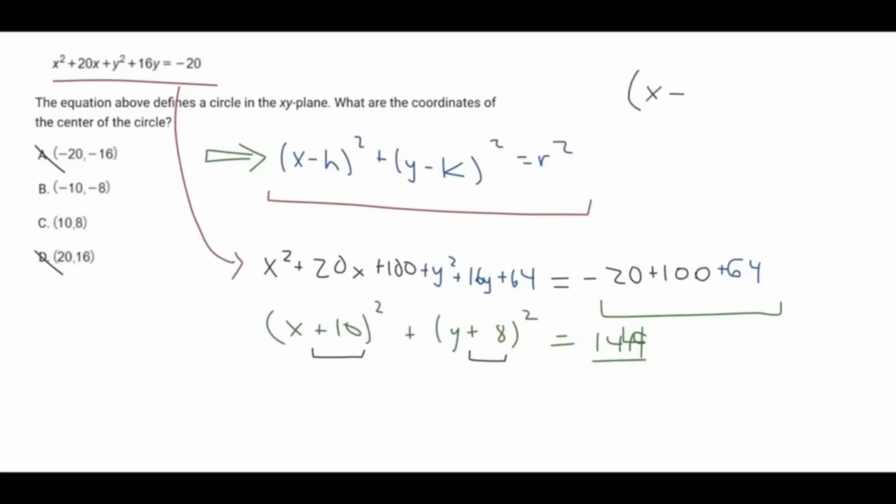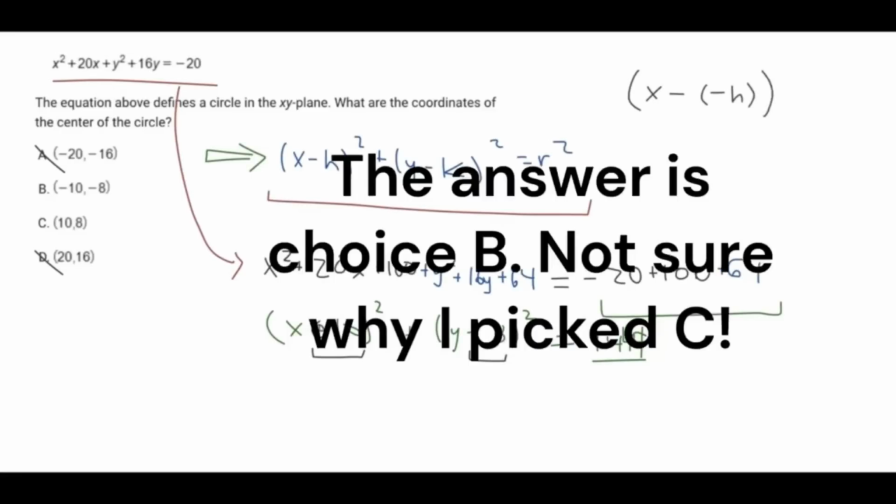So if you have x minus, this is the standard form, and had a negative value of h, it'll look like this, right? You're subtracting a negative, which gives you a positive, as you can see here. And therefore, our answer here is just 10, 8.